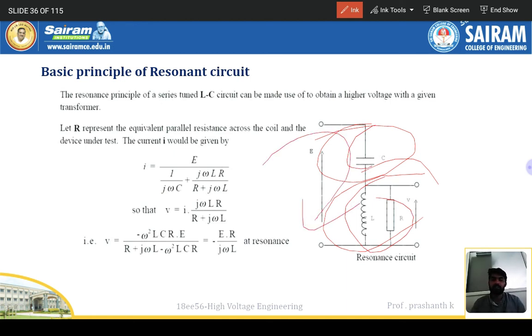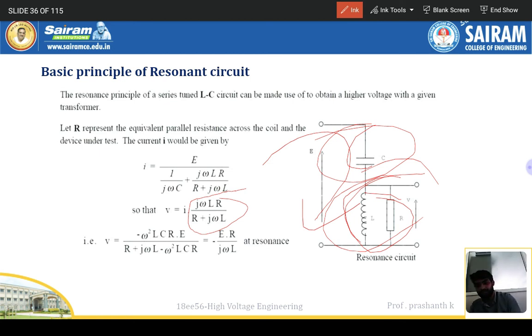Just put the loop equation over here. So you get V is equal to what? I into R equivalent. So R equivalent is this one. This is the output voltage, not R equivalent. So R equivalent is j omega L R by R plus j omega L. Finally we will get V is equal to omega square LCR into E divided by R plus j omega L.